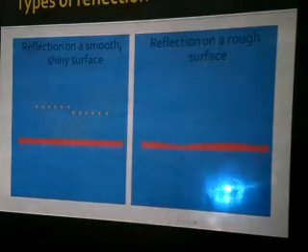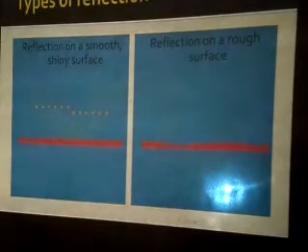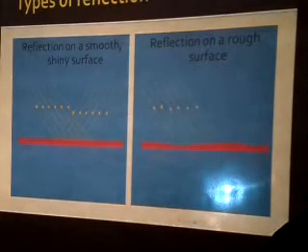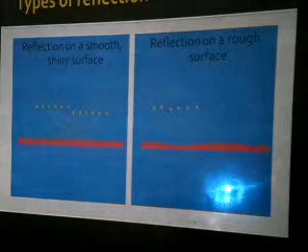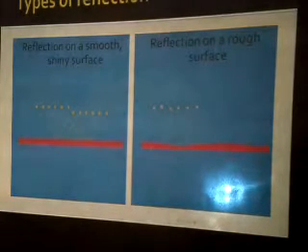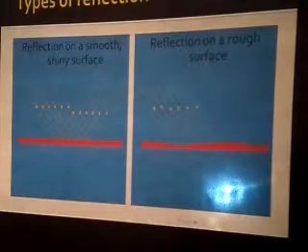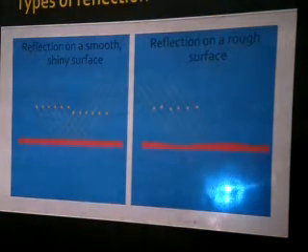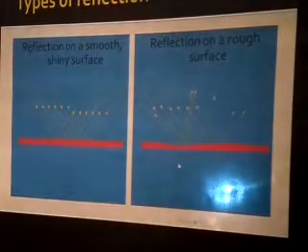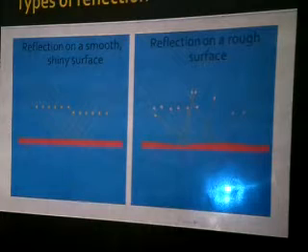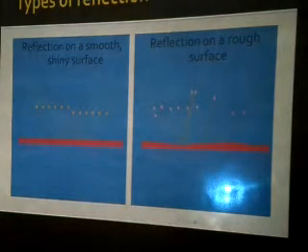When it comes to irregular reflection or reflection on a rough surface, this is what happens. When the light rays strike on a rough surface, let's see what happens. We realize that the light rays are reflected in different directions.